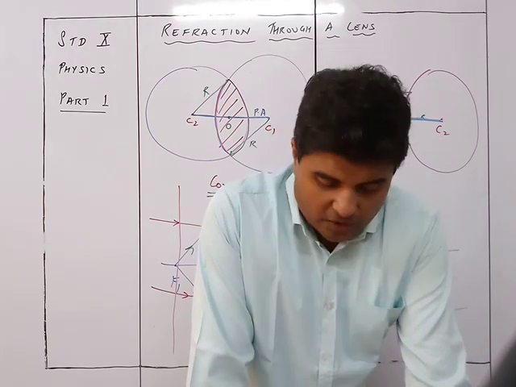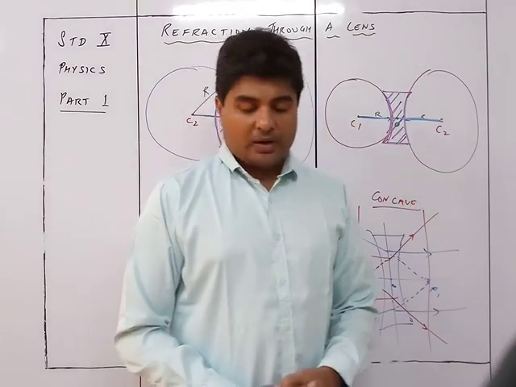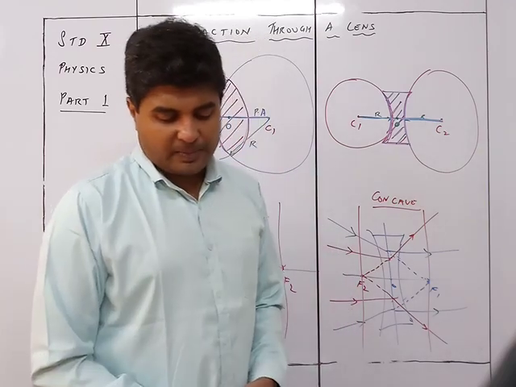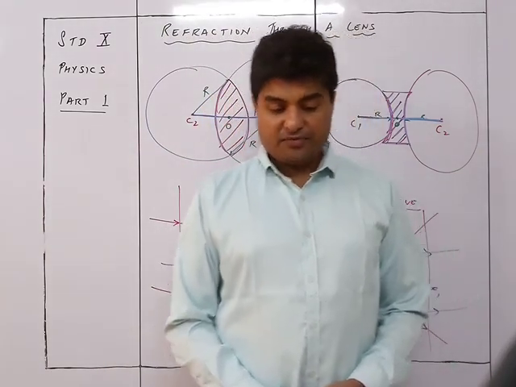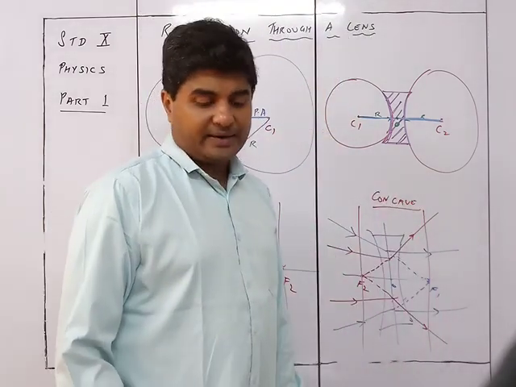So again, there are two focal planes. The first focal plane is the plane passing through the first focal point normal to the principal axis. And the second focal plane is the plane passing through the second focal point and normal to the principal axis. Obviously, there will also be one more thing, and that is the focal length.